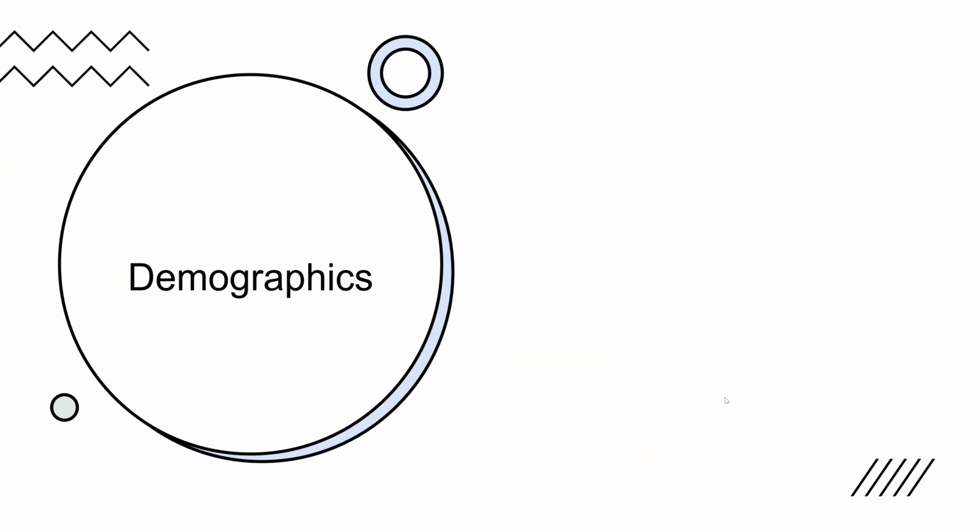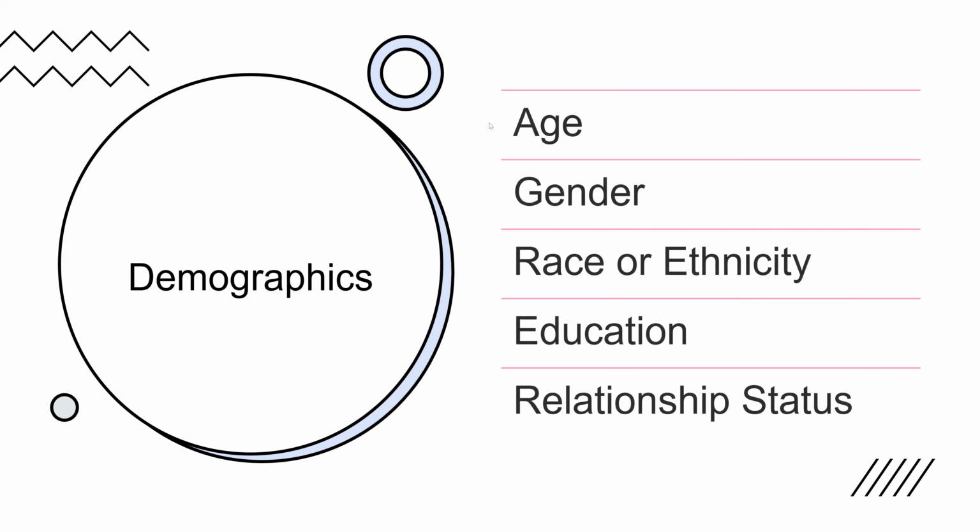Now, this first section, demographics, these are the ones that you usually see when you're filling out a survey for somebody or a questionnaire. You usually have to include something about your age, your gender, your race or ethnicity, your education, and possibly your relationship status. It depends on the type of survey you're taking and the data they want to collect.